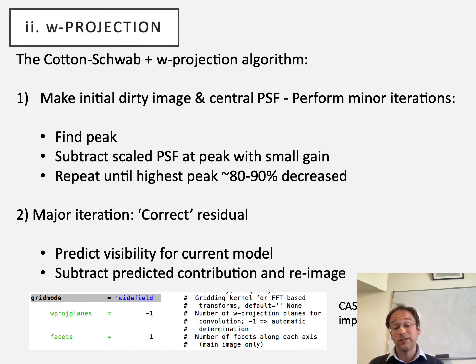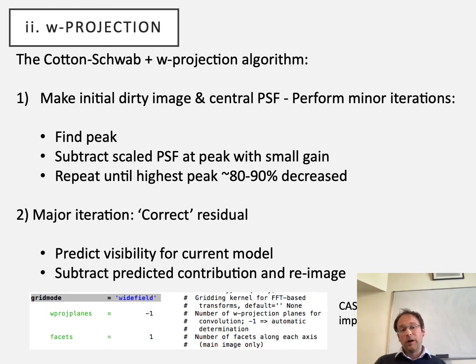Cotton-Schwab is a variant of the Clark-Clean algorithm. The Clark-Clean algorithm, as I mentioned before, has this major cycle where you subtract the clean model that you've constructed using the Högbom algorithm from your gridded visibilities. In the case of the Cotton-Schwab algorithm, rather than subtracting from the gridded visibilities, which is basically the Fourier transform of the image, you subtract it from the original visibilities measured by the telescope, so the ungridded visibilities, and that's a more accurate representation of the visibilities. And so you don't get the various gridding effects associated with that approximation.